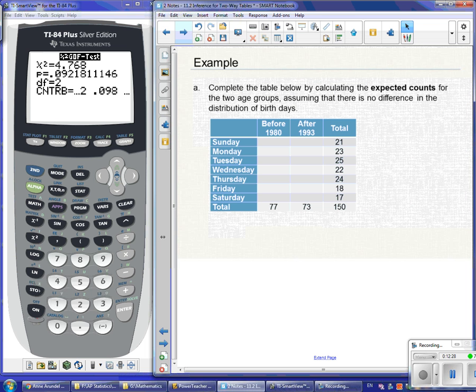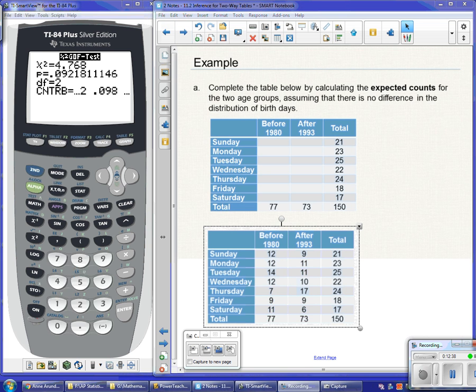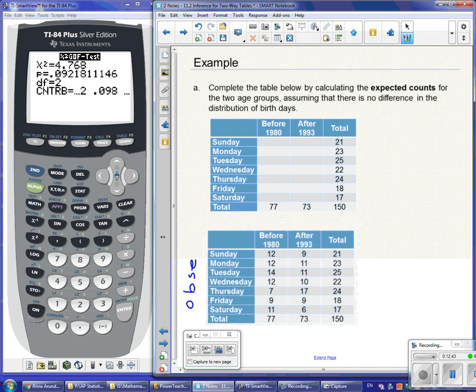Okay, so if we go back and we fill in the expected counts now. Let me see if I can get both tables on the same page. Okay, so I just pasted my observed counts. So these are my observed counts. And to determine the expected counts, remember we take the row total times the column total and we divide by the table total. So this is kind of a tedious process.